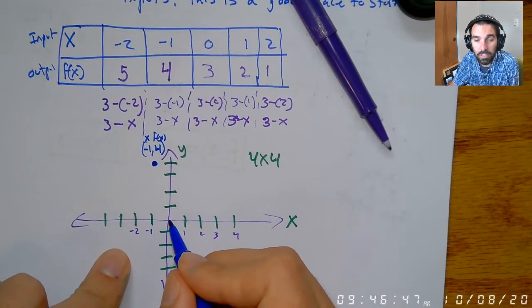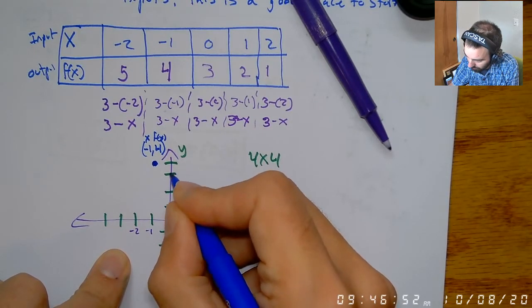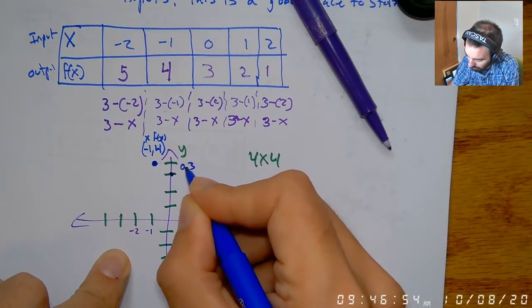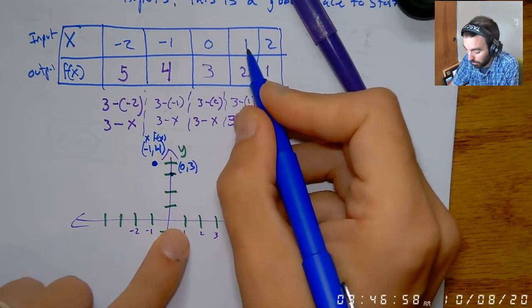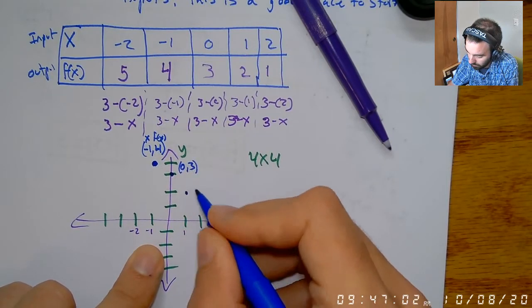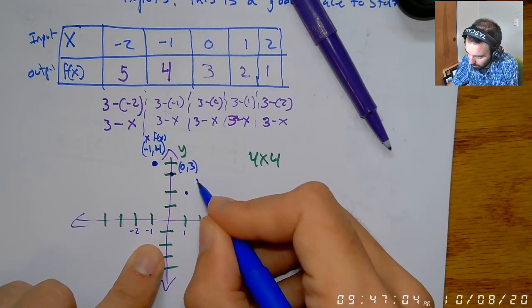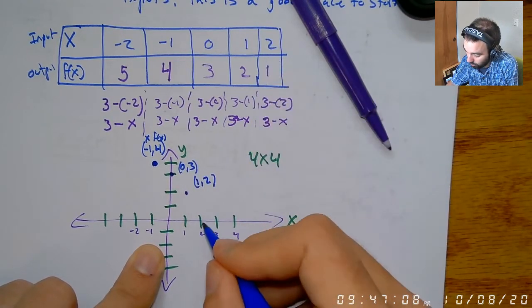0. So 0 is right here on the x. I'm going to go up 3. So 1, 2, 3. And I get 0, 3. Okay, and then I go to the right 1. So I go right 1. I go up 1, 2. Right, this is at 1, 2. And then my next one is at 2, 1.